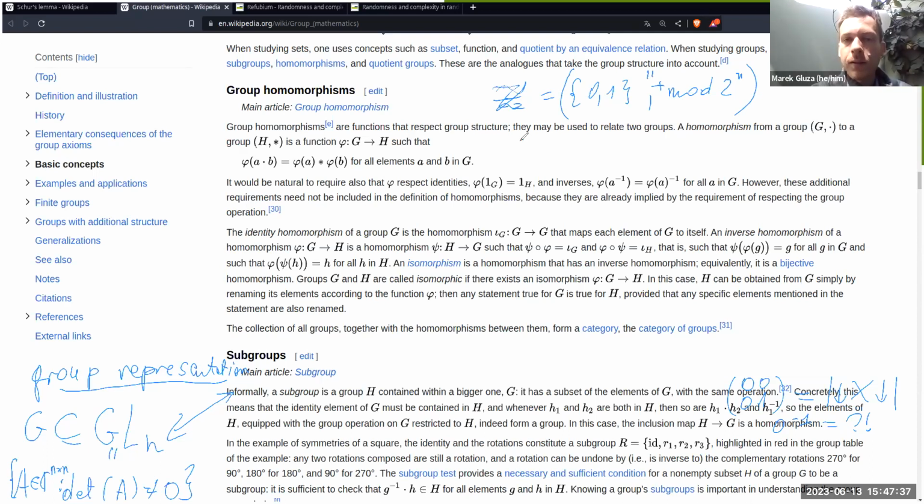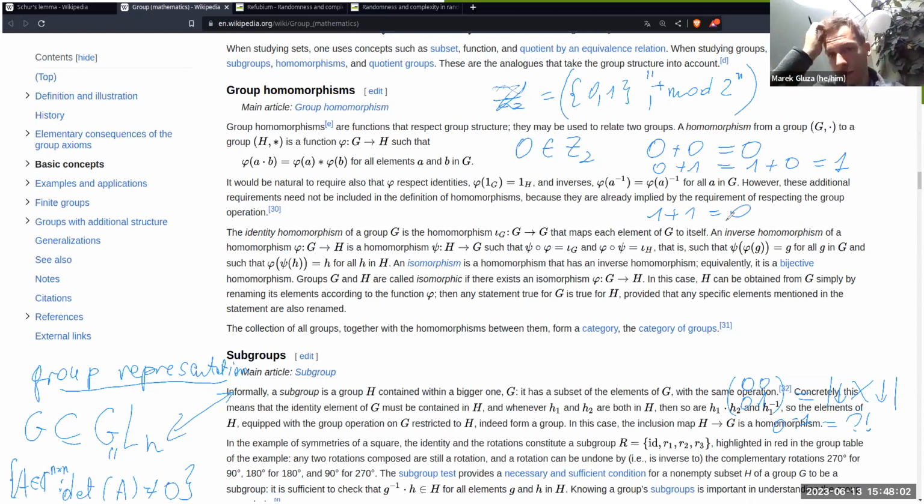So let's see. First of all, 0 is in my group Z2. So I can take 0 plus 0, mod 2 is 0. Then I can take 0 plus 1. It's an abelian group, which means this addition is symmetric with exchange. I get 1, and 1 plus 1 we computed is 0. So that's a representation of Z2.